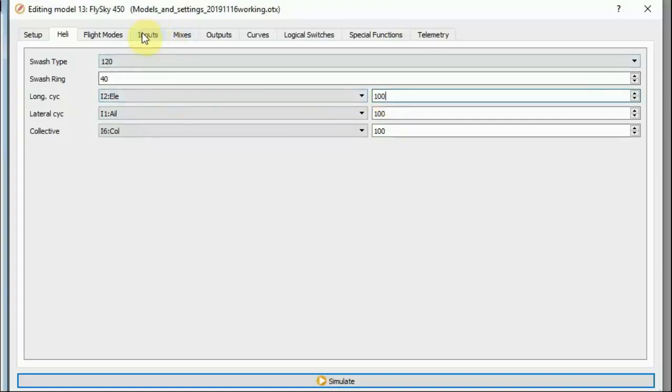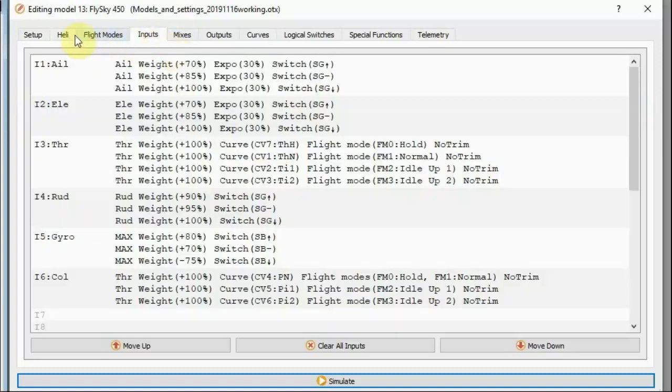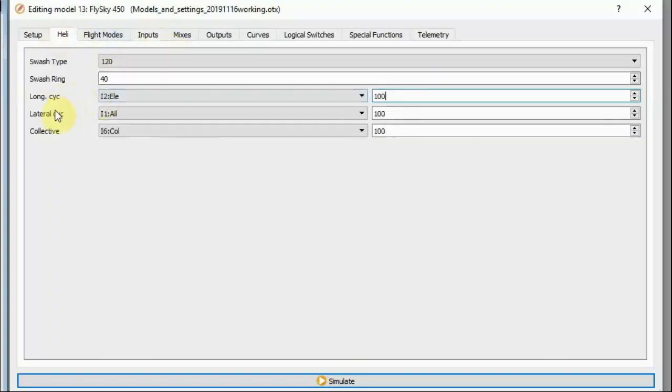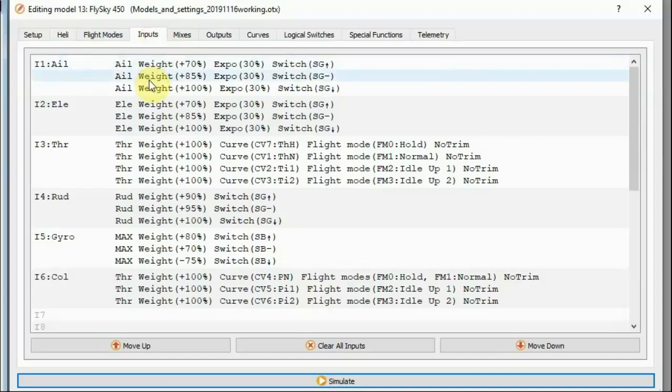Well, I would have thought the logical way to do it, since I'm defining the input to the longitudinal and lateral cyclic as my first two inputs, would be to vary those inputs. So that's what I'm doing here. I'm using switch G, my intended rate switch, to vary the input 1 to 70, 85, or 100%, all with 30% expo, and the input 2 to 70, 85, and 100%, all with 30% expo.